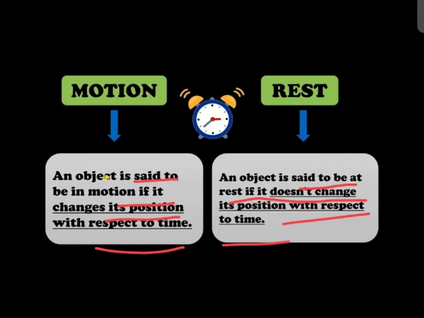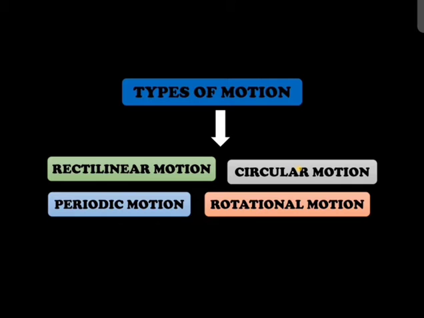And the motion is of different types. We have different types of motion. Now let's discuss them one by one. The motion is of different types: rectilinear motion, circular motion, periodic motion, and rotational motion. We have oscillatory motion also, vibratory motion also, curvilinear motion also. So now let's discuss them one by one.